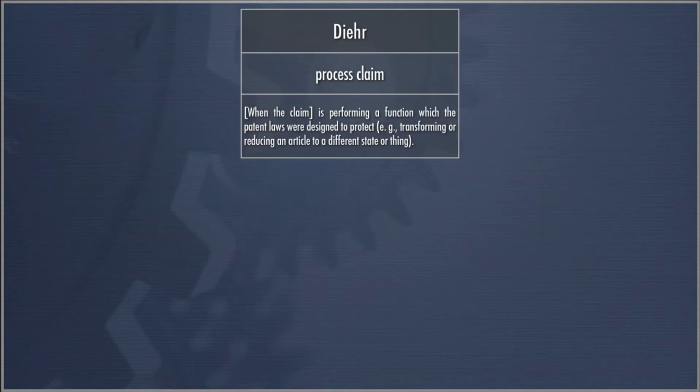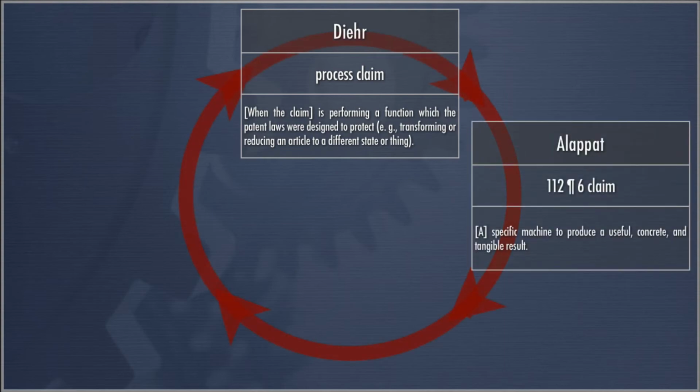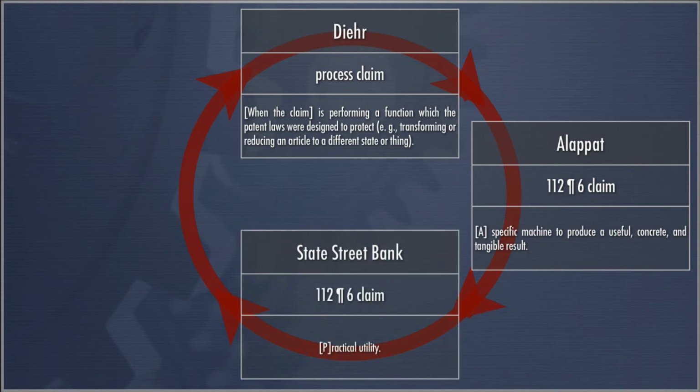And you'll note, I think it's important to understand, Diehr is a process claim, right? And it describes that as long as a process claim is tied to a particular thing, a particular practical application, it's okay. Alappat is a 112.6 claim, and they describe the invention as a specific machine to produce a useful, concrete, and tangible result. State Street Bank, again, is a 112.6 claim and says the key touchstone isn't just useful, concrete, and tangible result. It's instead practical utility.